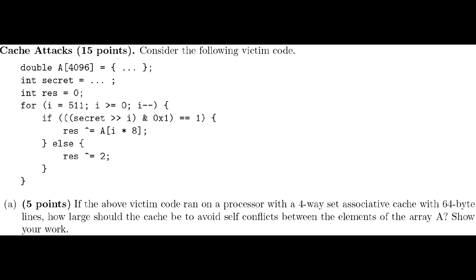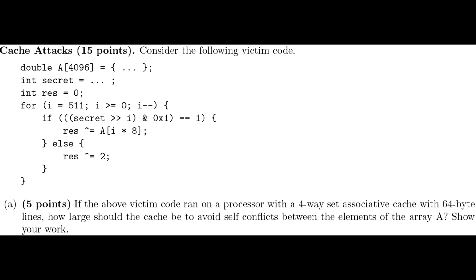Problem 3a. So let's break this one down. Problem 3 in general is asking about cache attacks, and I'll go into more detail as we need to for problems 3b and 3c. But for now, we're just dealing with cache conflicts when we're dealing with arrays of some size. So for this problem, we're trying to figure out how many bytes we need the cache to be so that we can run the given code without running into any conflicts.